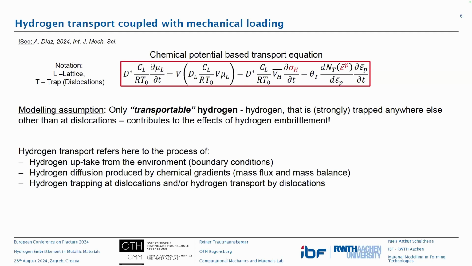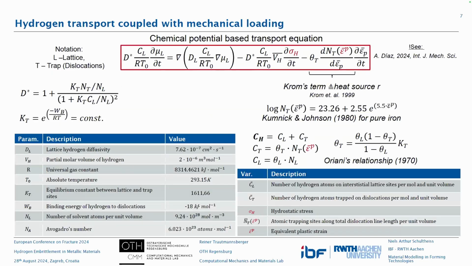So the key assumption of this model is that only this diffusible part of hydrogen contributes to the hydrogen embrittlement. We are not considering strongly trapped hydrogen and other defects. Also, we are not directly modeling dislocation density. We are just considering the plastic strain. So dislocation density is a function of plastic strain, as you can see here, which was taken from the literature.